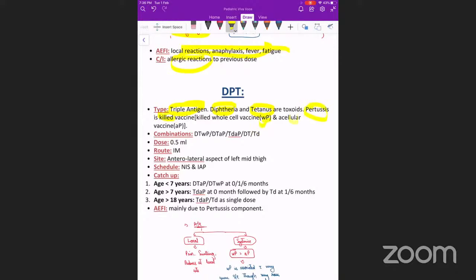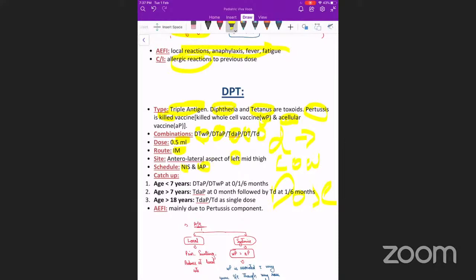Now various combinations are available. DTwP, wherein it is whole cell vaccine, or DTaP, wherein it is acellular pertussis vaccine, or it is Tdap. Small d is nothing but low dose. Small d stands for a low dose of diphtheria toxoid, which we give in children above 7 years. Then there's DT or Td. Fine. What is the dose? It is 0.5 ml. It is given intramuscularly on the anterolateral aspect of the left mid thigh. The schedule is as per the national immunization and IAP schedule, as we have already dealt with.